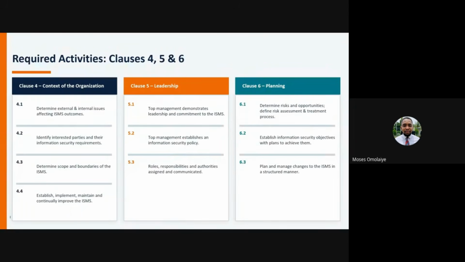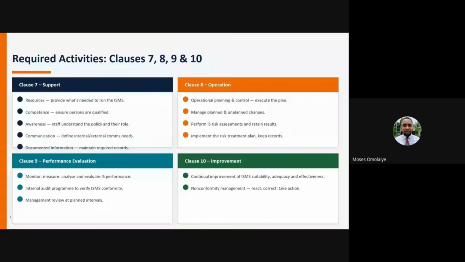Then clause 6 is planning. So you determine risks and opportunities. When we say opportunities, we mean opportunities for improvement. So you define a risk assessment and a risk treatment process. So before you do a risk assessment, you must have a documentation that shows the process with which you used to do the risk assessment. Then you establish information security objectives, or you establish objectives of information security and how to achieve them. And then you plan and manage changes to the ISMS in a structured manner.